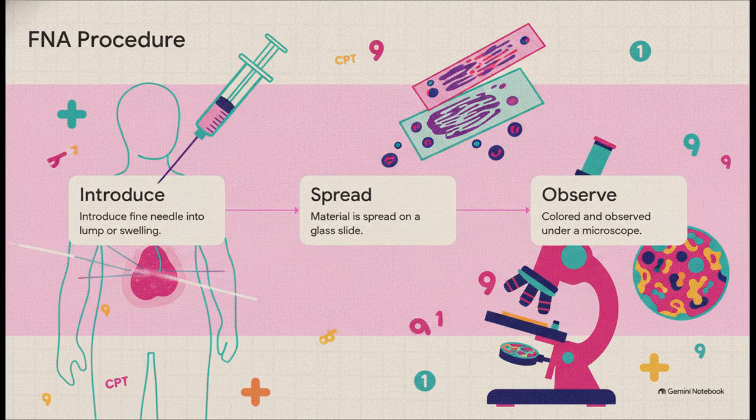Let's break down the mechanics of an FNA. It's this fast, definitive method for diagnosing lumps and bumps using a very fine, hollow needle attached to a syringe. First, the physician introduces this needle into the mass. They might do this entirely by feel, or they might use imaging guidance to hit the exact right spot. Step 2, the needle is withdrawn, and that loose cellular material is spread right onto a glass slide. Step 3, they color it with special dyes and look at it under a microscope. It's a beautifully simple 3-step process.